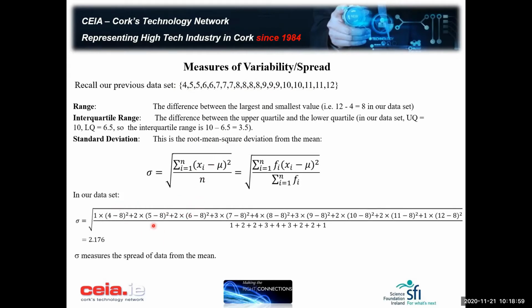So in the case of our data set, you take each data point and subtract the mean from it. So for 4, it's 4 minus 8. Square that and multiply the number by the number of times that the 4 occurs, and so on. For example, the 9 here occurs 3 times, so it's (9 minus 8) squared times 3, and so on. Add them all up and divide by the number of points, and finally take the square root. In this case, it gives us about 2.2.